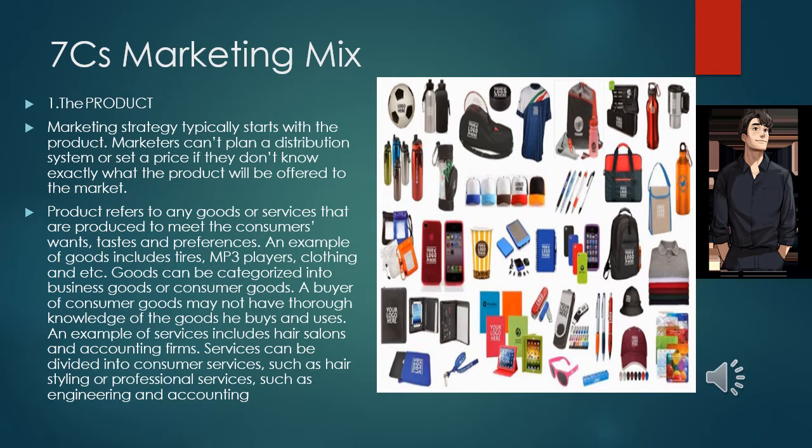Goods can be categorized into business goods or consumer goods. A buyer of consumer goods may not have thorough knowledge of the goods he buys and uses. An example of services includes hair salons and accounting firms. Services can be divided into consumer services, such as hairstyling, or professional services, such as engineering and accounting.